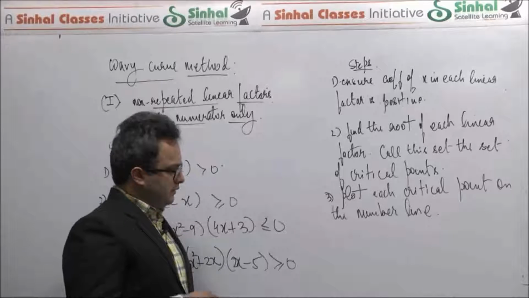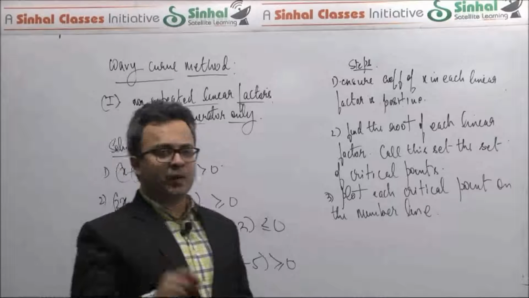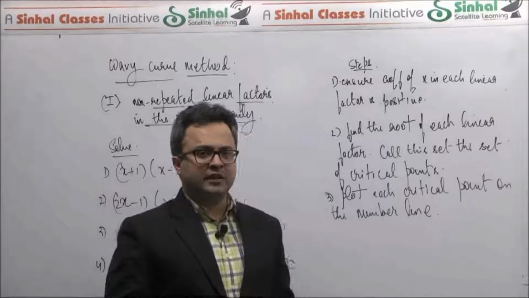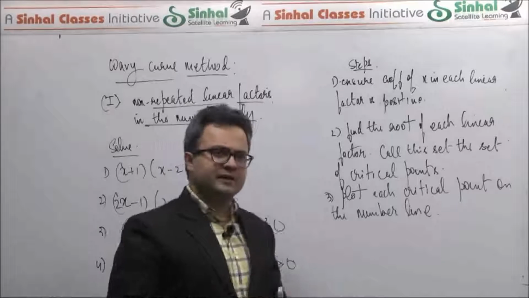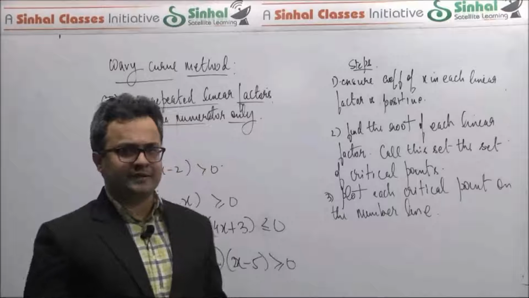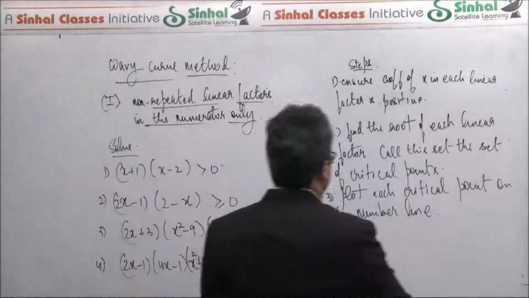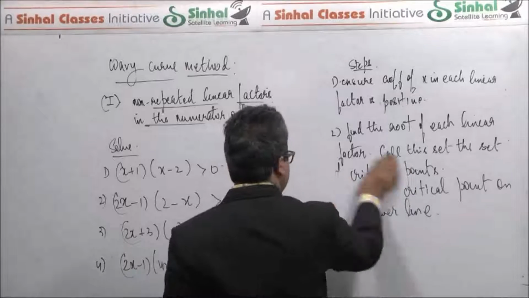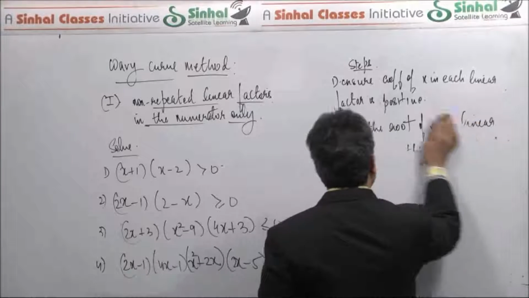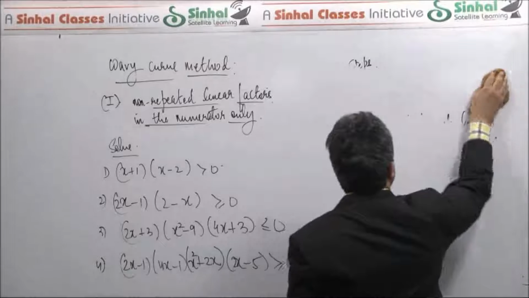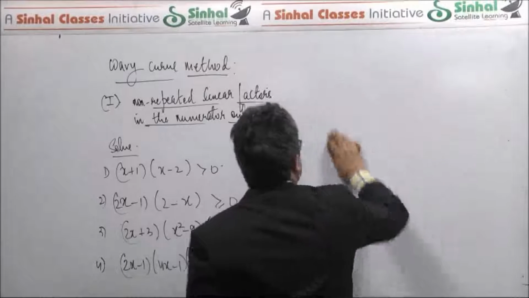And in the third step, we'll be plotting each of the critical points on the number line. For example, if you're solving for x, you're plotting it on the x-axis and so on. So let's follow these steps for the first question and then look at the last step that has to be used.